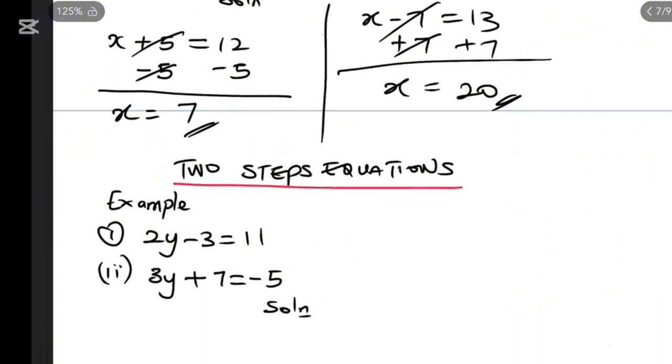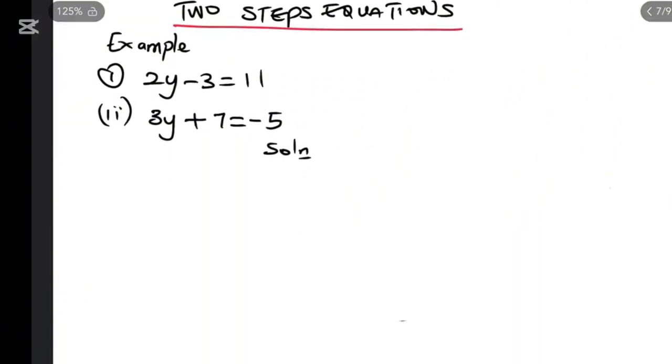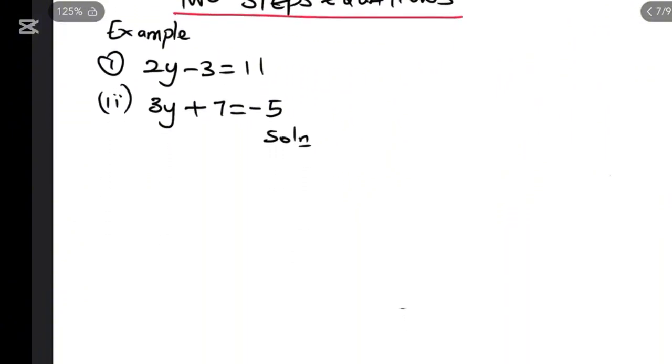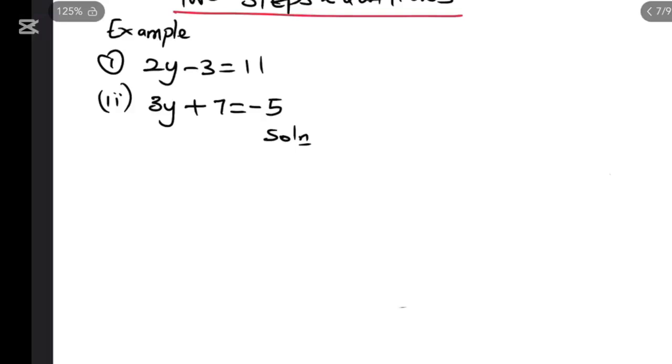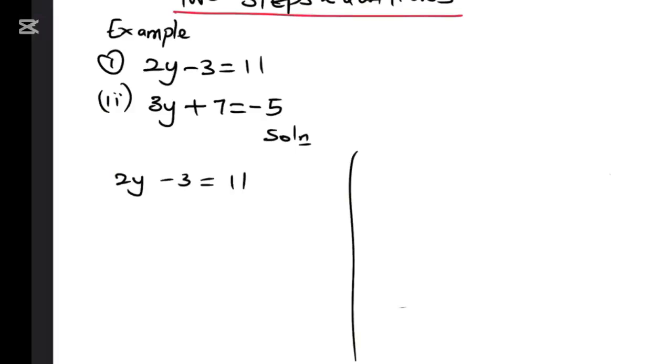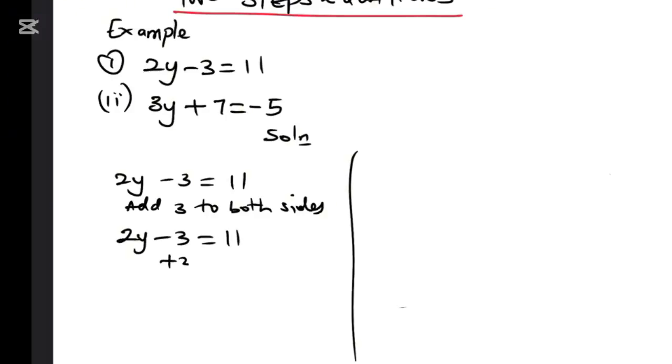So easy. The next step is two-step equations. We have 2y minus 3 equals 11. Just like what we did earlier, add 3 to both sides. Why? Because we have negative 3 here. So when you do that, 2y minus 3 equals 11, plus 3 plus 3, and this is out. So we have 2y equals 11 plus 3.